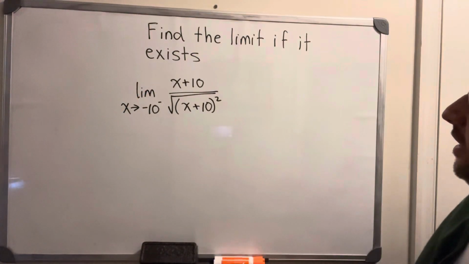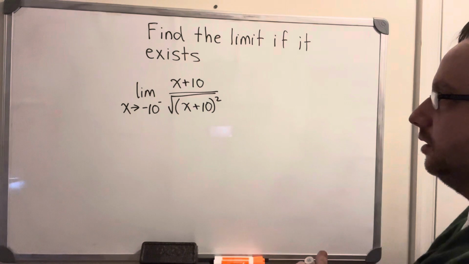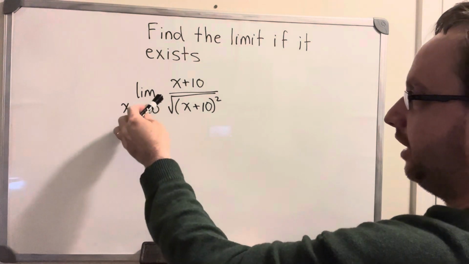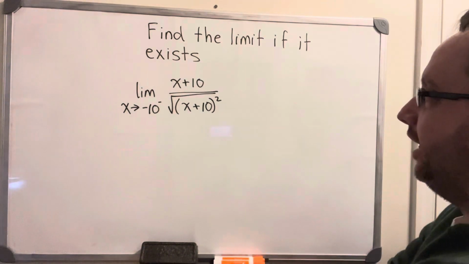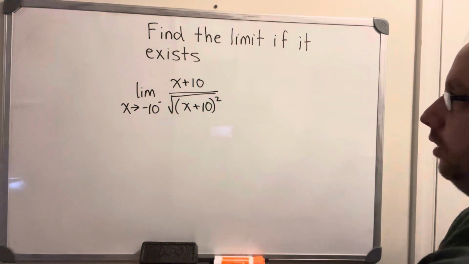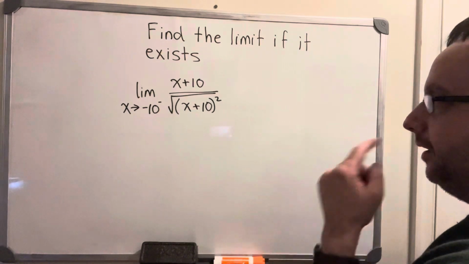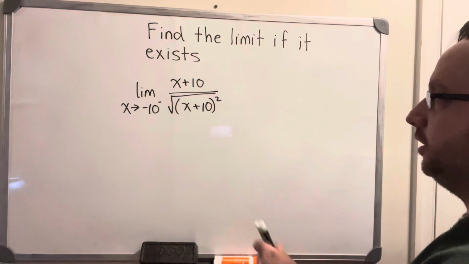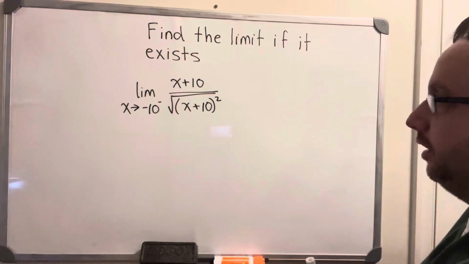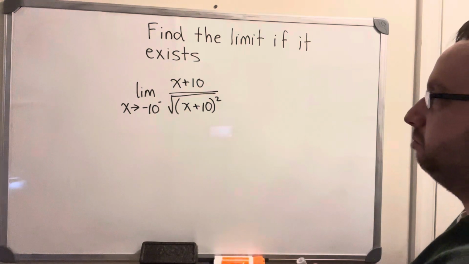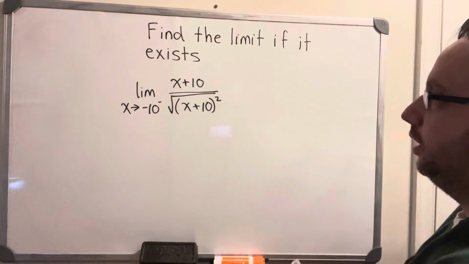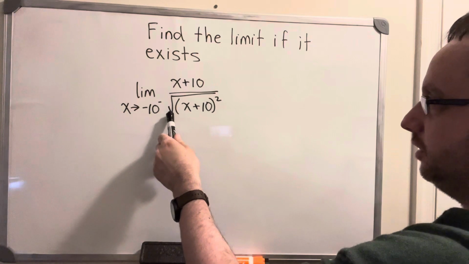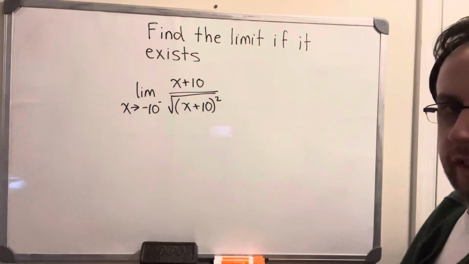This problem says find the limit if it exists, the limit as x approaches -10 from the left of x plus 10 over the square root of x plus 10 squared. So I encourage you to look at this and pause the video and first of all think, what does this function look like? One thing is, whenever you see the square root of something squared, what is that equivalent to?